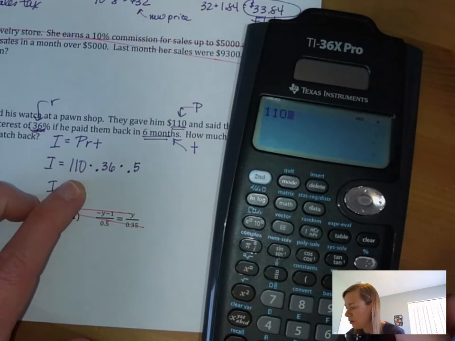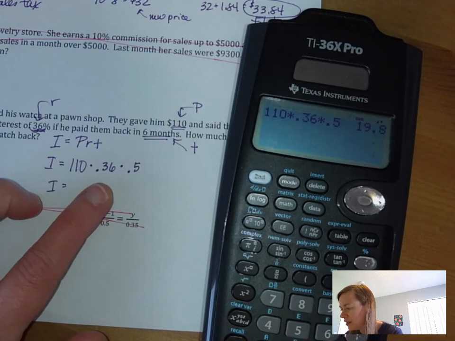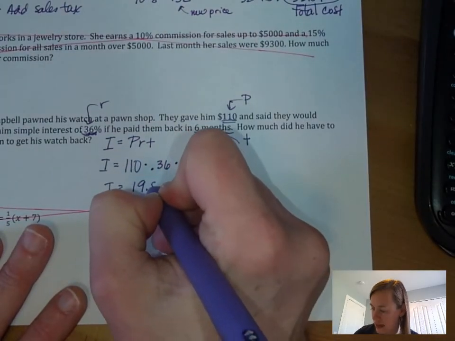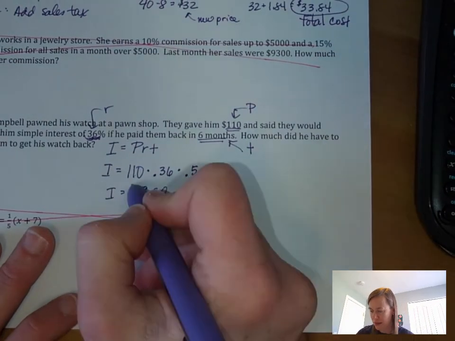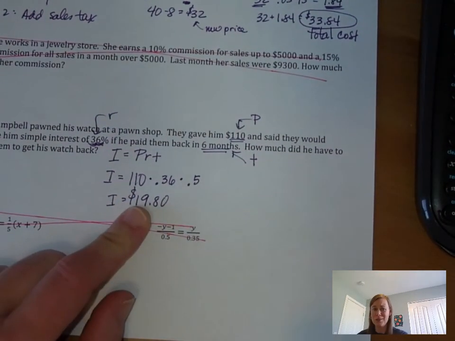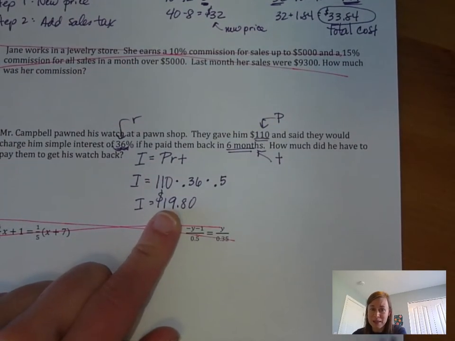So 110 times 0.36 times 0.5, and we're going to get 19.8. Interest equals $19.80. We've got to put another zero there to make it look like money. So interest is $19.80. That's quite a bit of interest in 6 months on such a small amount of principal. But that's kind of how pawn shops work.